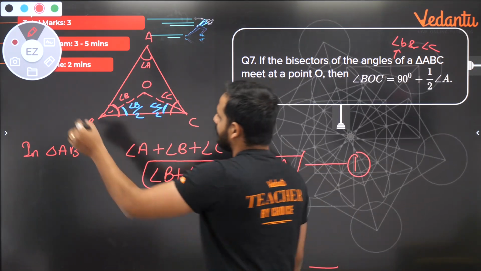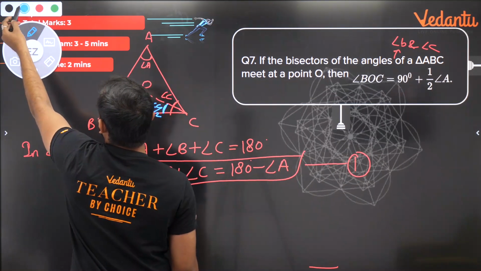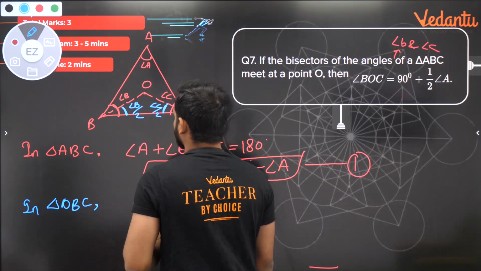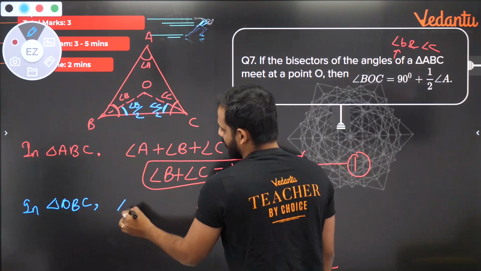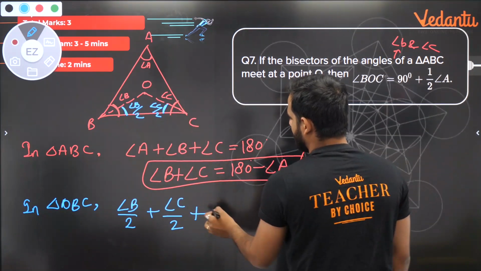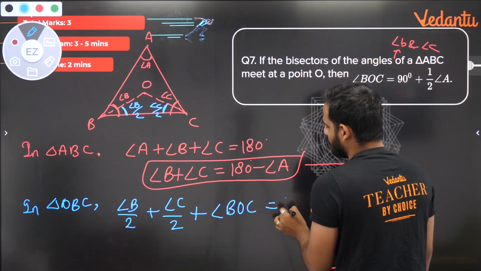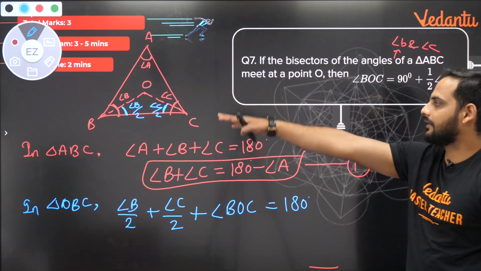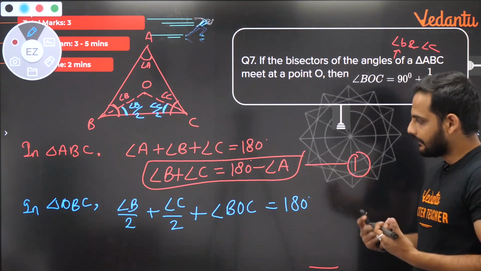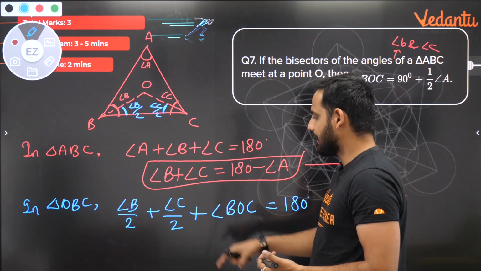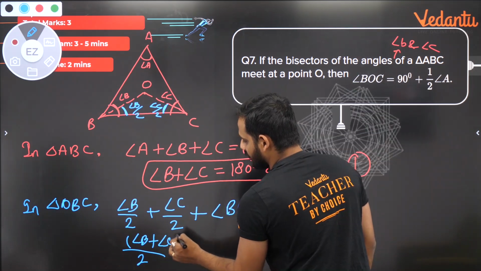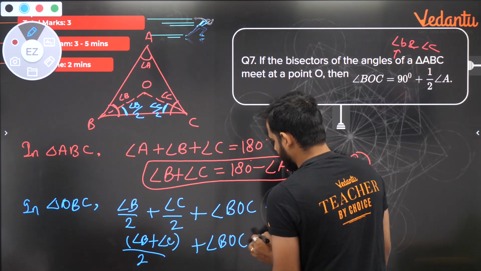Let's go for the next triangle. The next triangle is triangle OBC. In triangle OBC, okay bachon, I can say that angle B by 2 plus angle C by 2 plus angle BOC should be equal to 180 degrees. Yes or no? Because these are the three interior angles of triangle OBC. In any triangle, the sum of interior angles will be 180 degrees only. Now if I take 2 common, it will be angle B plus angle C plus 2 times angle BOC is equal to 360 degrees.